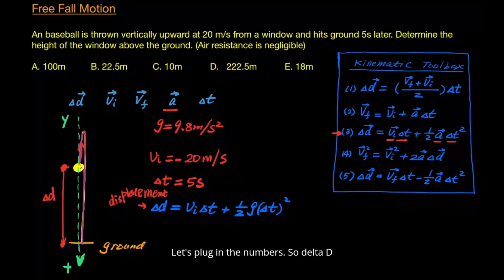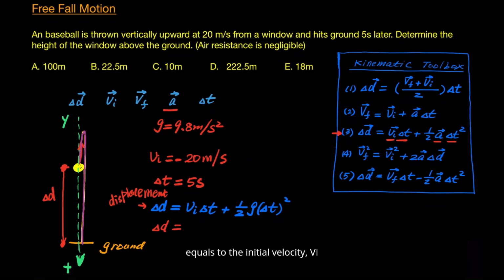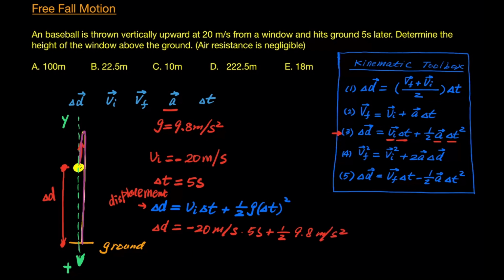For the rest, it's easy. Let's plug in the numbers. So delta d equals the initial velocity vi, which is minus 20 meters per second, times delta t, which is 5 seconds, plus 1 over 2, g is 9.8 meters per second squared, then times 5 seconds squared. So it equals 22.5 meters. So the height of the baseball is 22.5 meters above the ground.